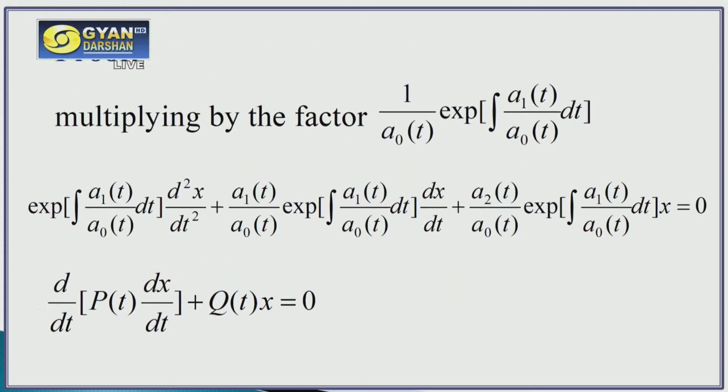You can see that just multiplying by the factor 1 by a0 times the exponential to the power of this integral, on both sides of the original equation, the original equation becomes the second equation, and after simplifying you will get the third equation. Basically this proof is not very difficult. You are just multiplying by a factor to convert a given equation into a self-adjoint equation, and the new equation becomes self-adjoint.